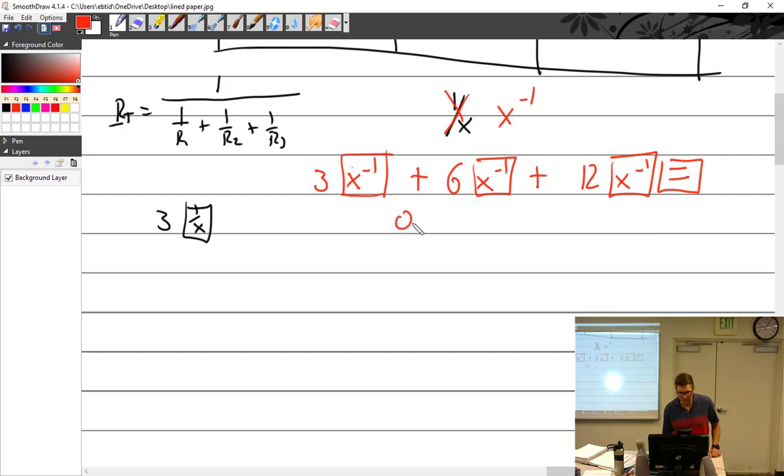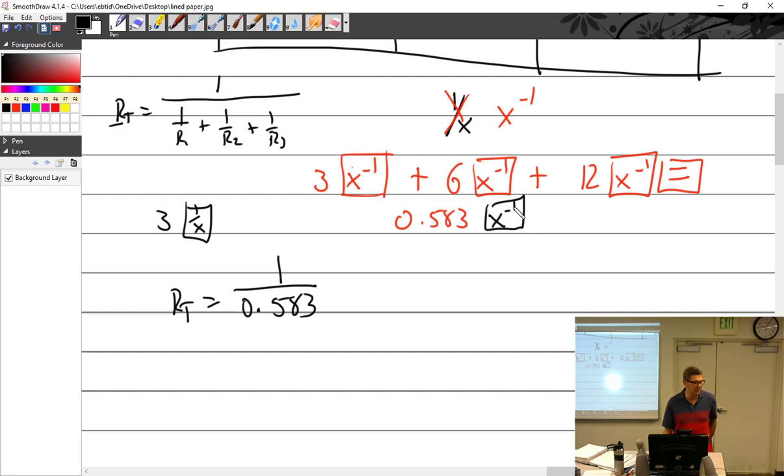Okay, that's what I have, 0.58333. Okay, so let me show you where you're at right now. So we have our total equals 1 over 0.583. That's where we're at. So we still have to get rid of this 1 over here. So what we want to do is hit the x minus 1 key, or the 1 over x, same thing, equals, and that's what that does. That does the 1 over. 1.7.